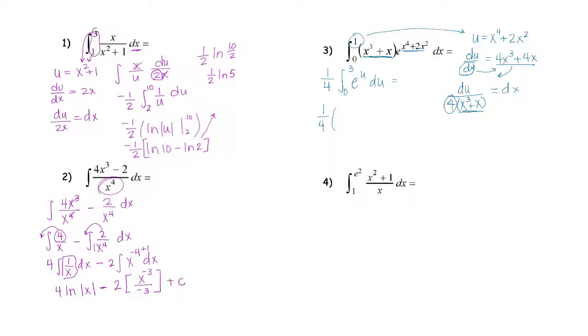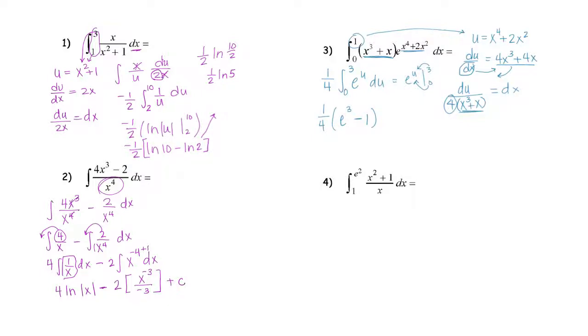If I integrate e to the u, I get e to the u evaluated from 0 to 3. So this is going to be e cubed. It's going to be your top endpoint minus, and then sub in your bottom endpoint, and e to the 0 is 1. All right. And we don't have anything else there.